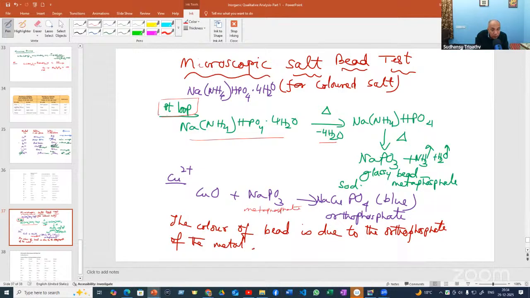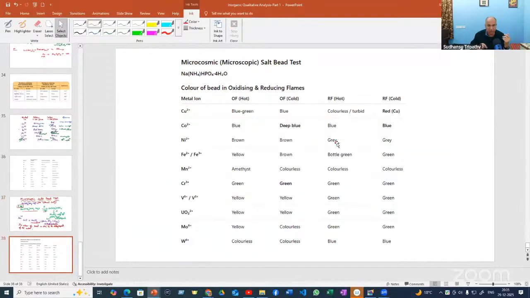Sodium copper orthophosphate. So the color that develops in that bead is due to orthophosphate of the metal, but in the borax bead test it was due to metaborate of the metal, not orthoborate. Here the orthophosphate of the metal gives the color. You must remember, and I have given a list. A similarity is there, but a different table I have given to know which metal ion gives which color in oxidizing flame. This OF means oxidizing flame, hot and cold, and RF means reducing flame, hot and cold.